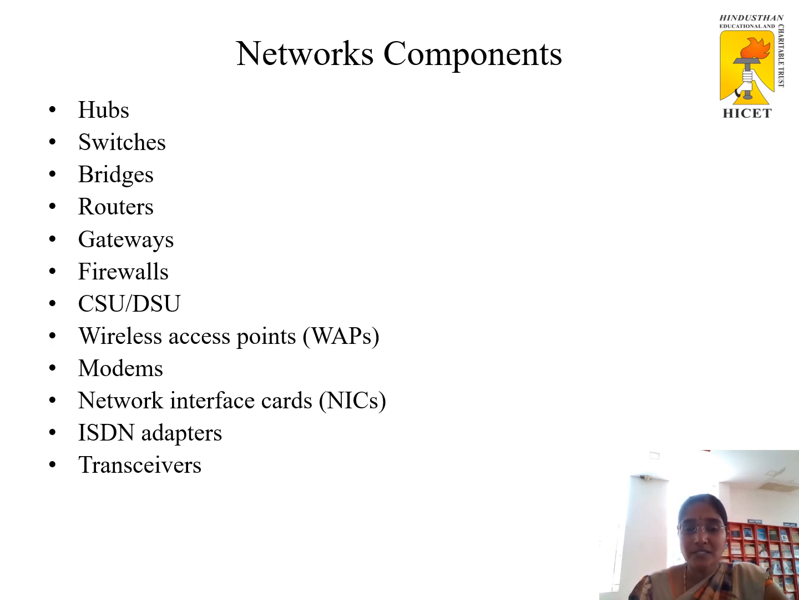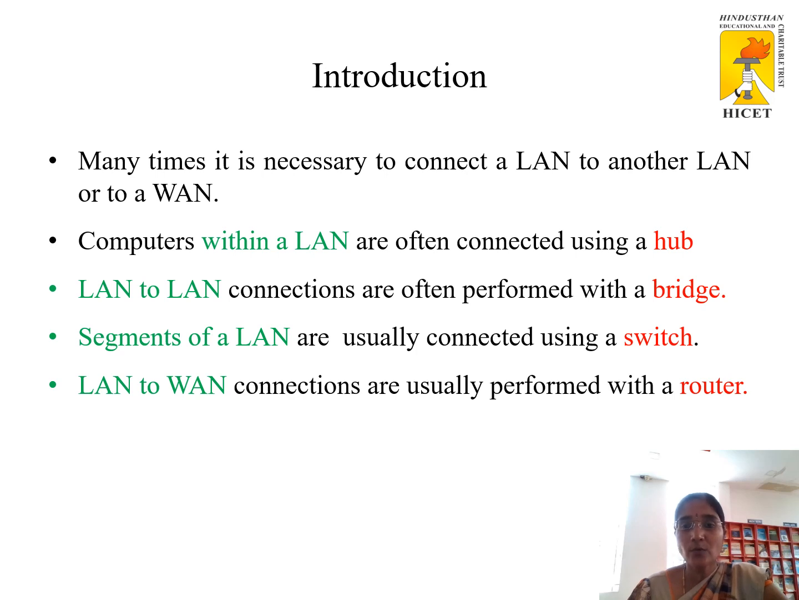Some of the network components used for data communication are hubs, switches, bridges, routers, gateways, firewalls, CSUs, DSUs, wireless access points, modems, network interface cards, ISDN adapters and transceivers. These are the major components used for data transmission. Now we are moving into a small introduction about how those components can be used. There are many ways of transmitting data, and the connections take different forms. During data communication, you can have connections like a local area network or a wide area network. Computers within a LAN are often connected using a hub.